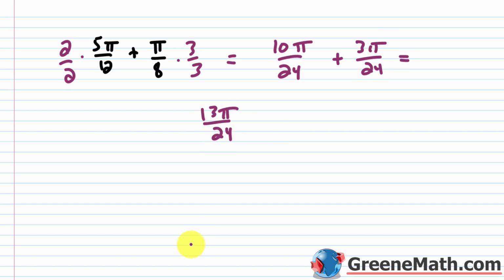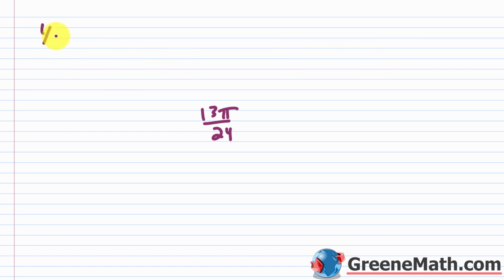Now you would keep adding a quarter period. I would just write it as 3 pi over 24. So let me put for the first quarter point, the x value is 13 pi over 24.